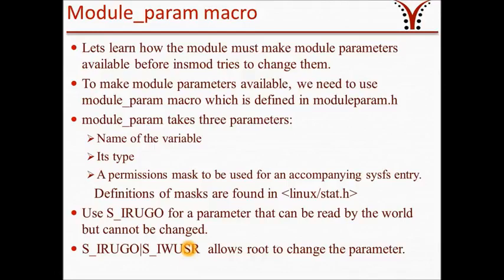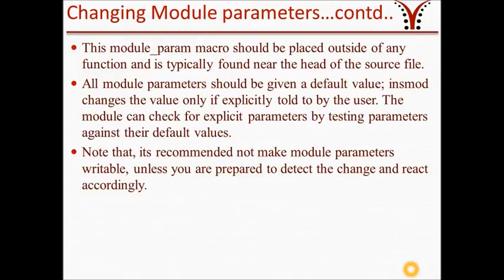As a part of the permission mask, we have S_IRUGO. Use this S_IRUGO for a parameter that can be read by the world but cannot be changed. You can also use S_IRUGO ORed with S_IWUSR, which allows root to change this parameter. We'll not be discussing much about these parameters, and I'll leave it to you to explore this on Google or in wiki pages. Let's discuss more on changing module parameters.